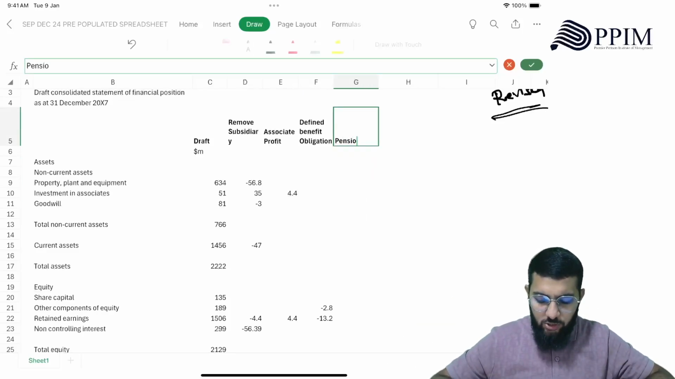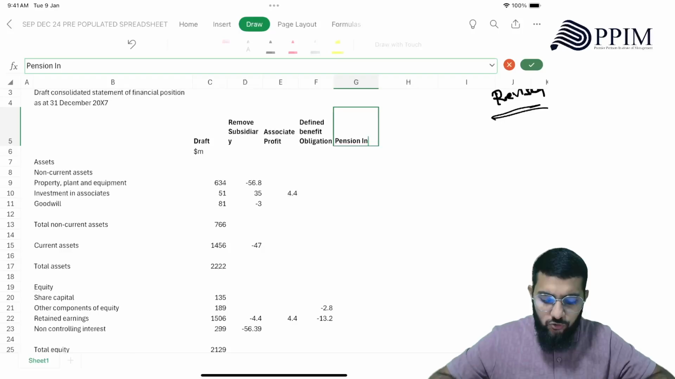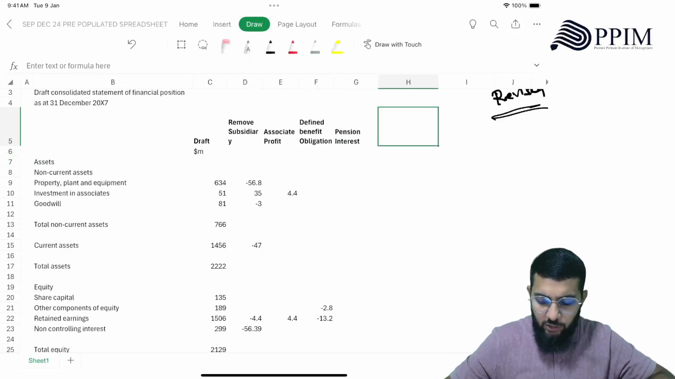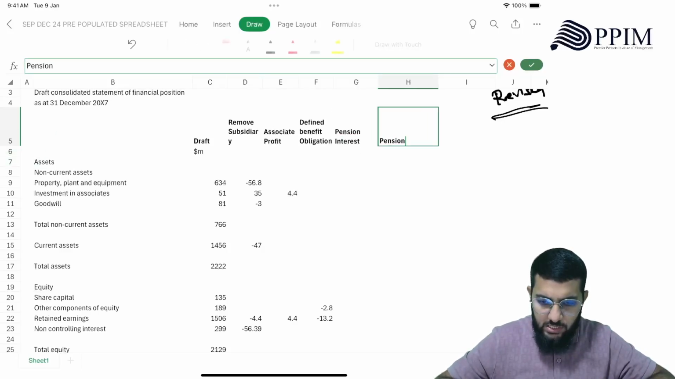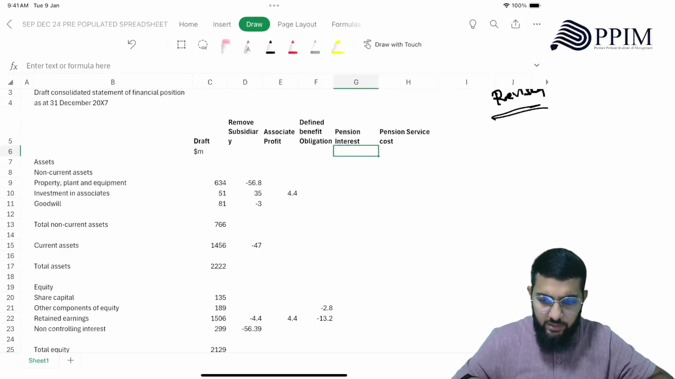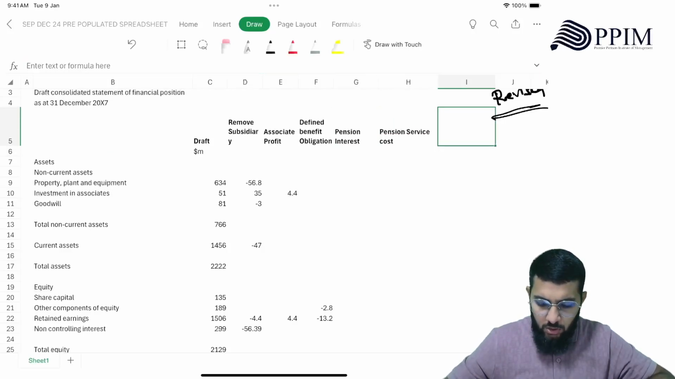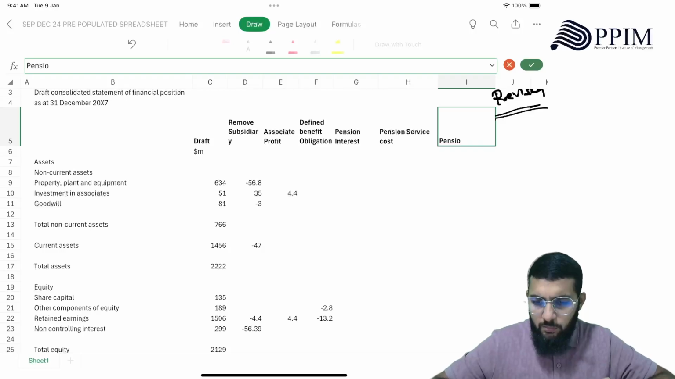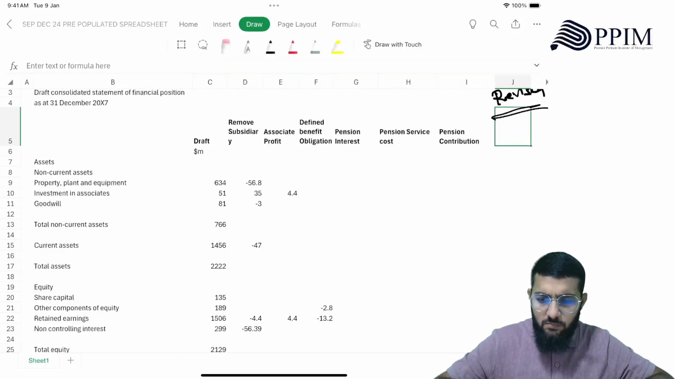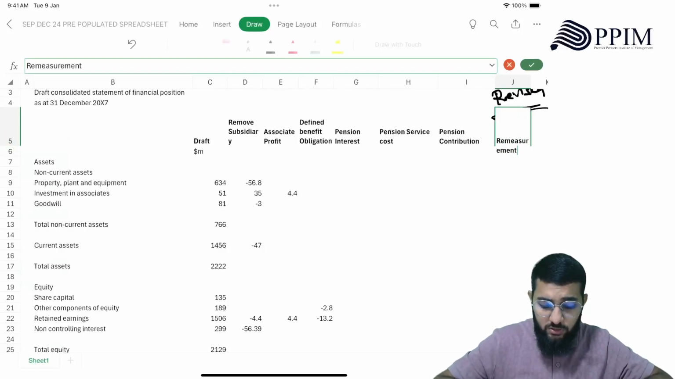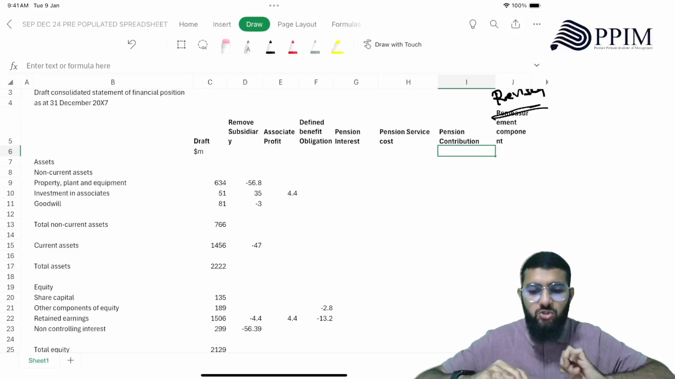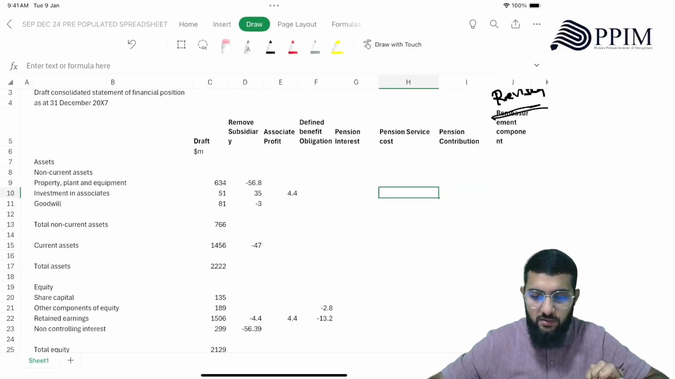You can show your pension interest separately. Then you can show pension service cost separately. Then you can show pension contribution separately, then you can show the remeasurement component separately. You can show it separately. How do you show it separately?